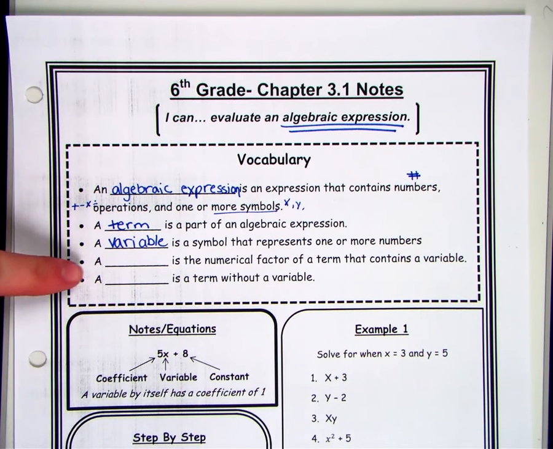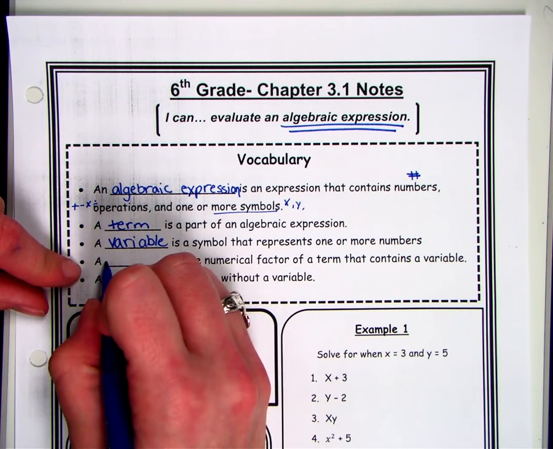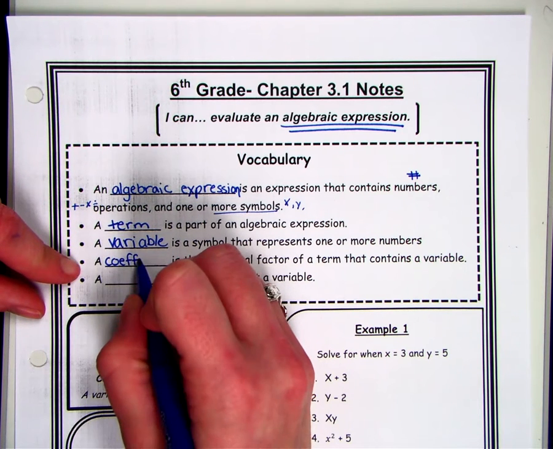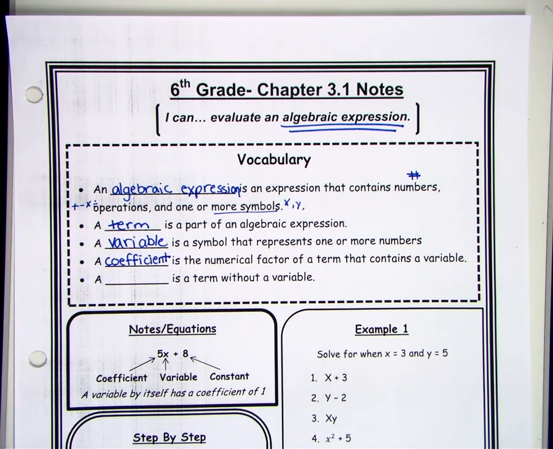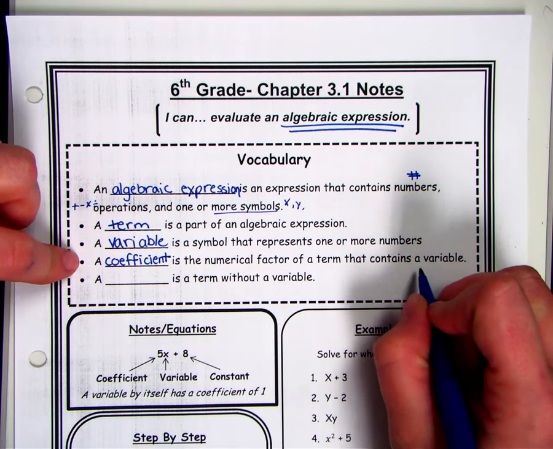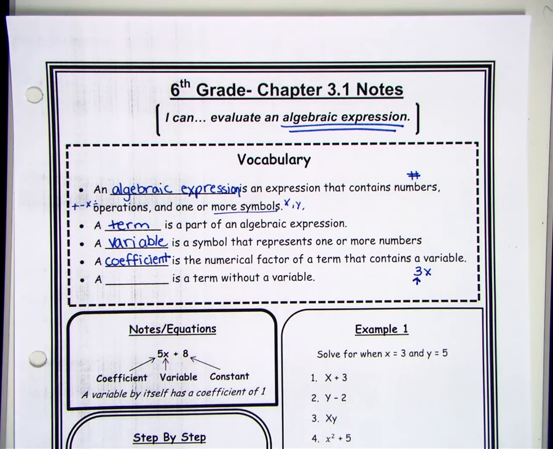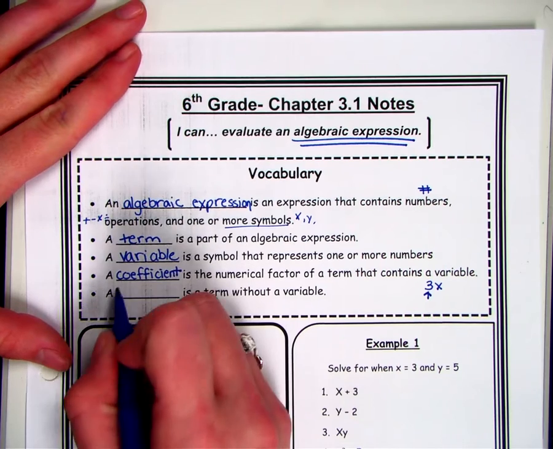You better be ready. The next vocabulary term is a blank is a numerical factor of a term that contains a variable. That's called a coefficient. Kind of a big word. A coefficient is the numerical factor of a term that contains a variable. So that means if it's like a 3x, this is your coefficient. And the last new vocabulary term is a blank is a term without a variable, so that would just be a number. Anytime you just have a number, that is called a constant.